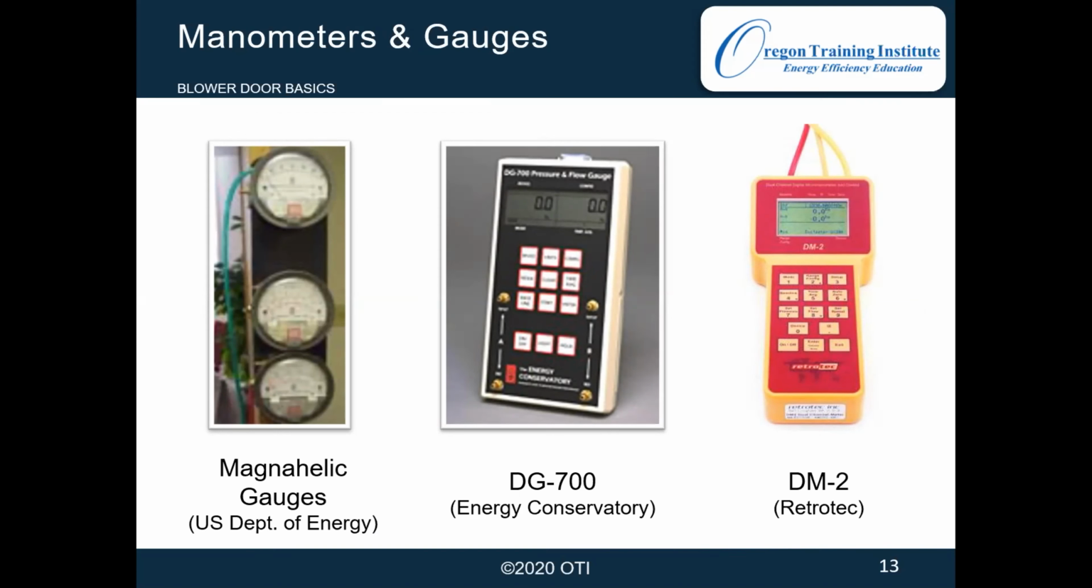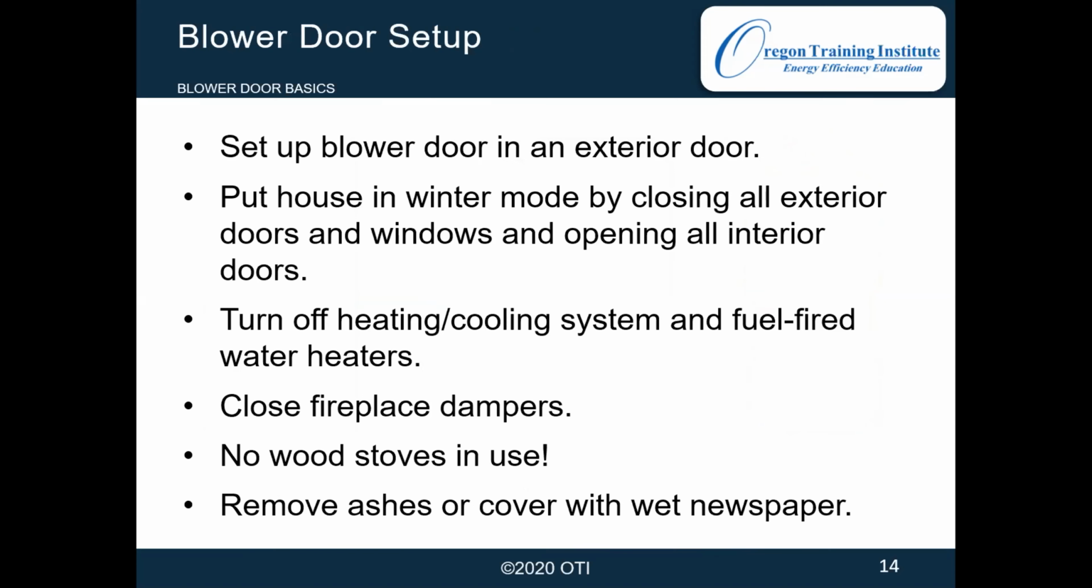If you still have Magnehelic gauges around, those can be useful for a lot of things, but for the blower door it's too cumbersome and not accurate enough. So definitely use a digital manometer only, at least for the blower door.